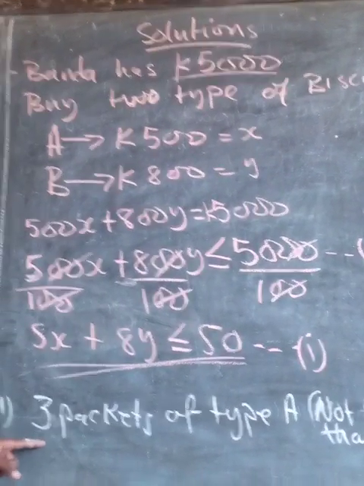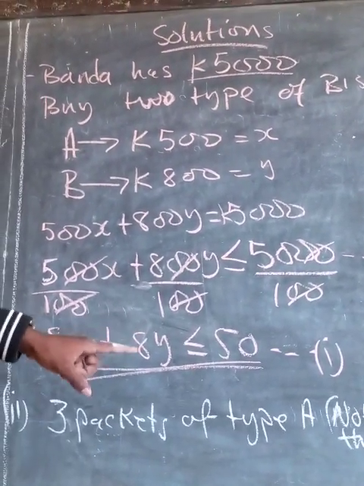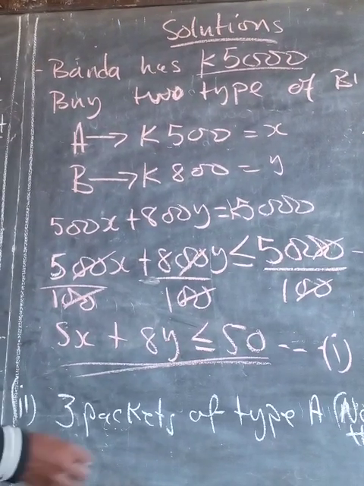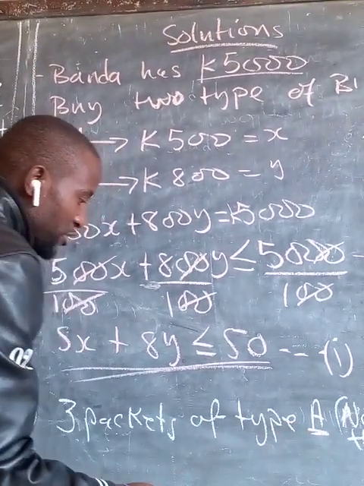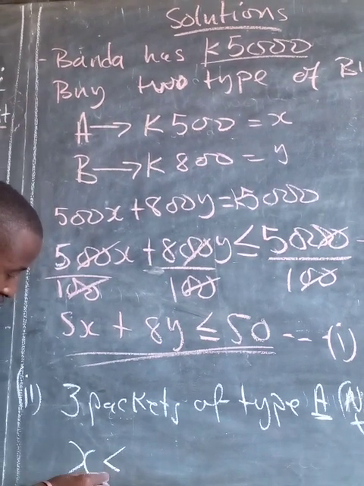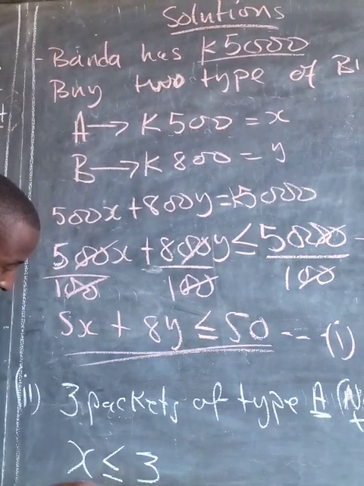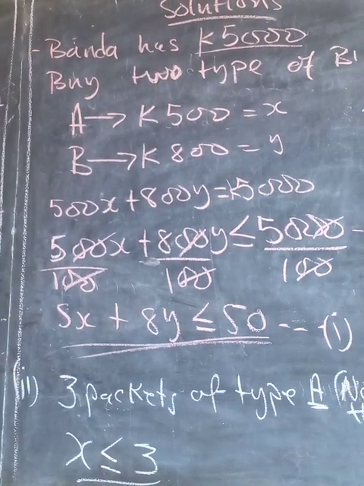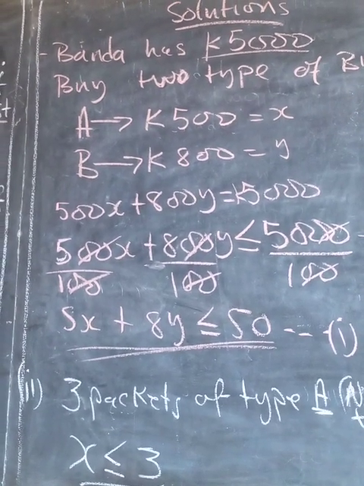So if this person wants to buy 3 packets of type A, then we know that it should be not more than. What is A? A we already know is X. So we are going to write X should be less or equal to 3 packets. Then this will be my second inequality, and we'll be done like that.